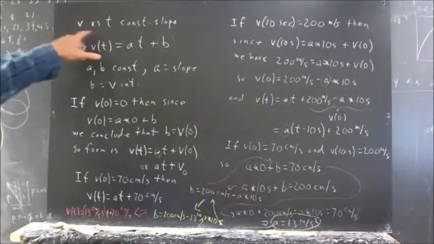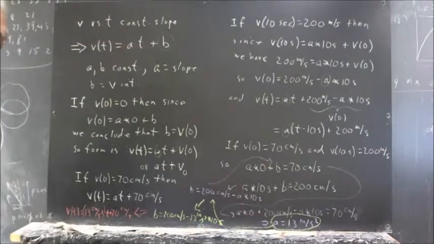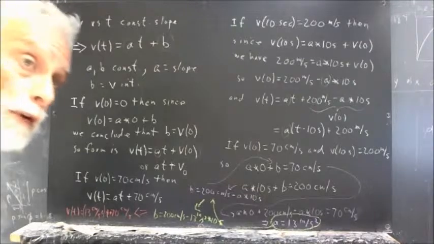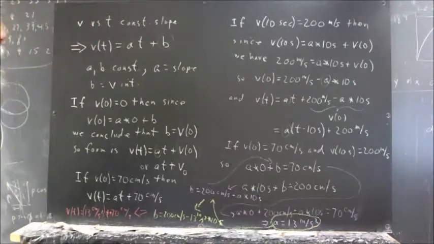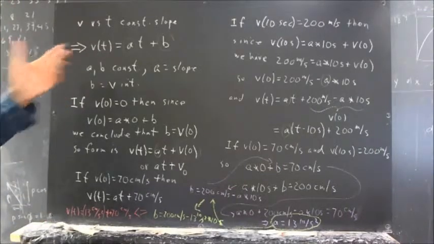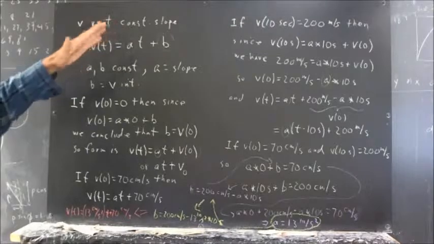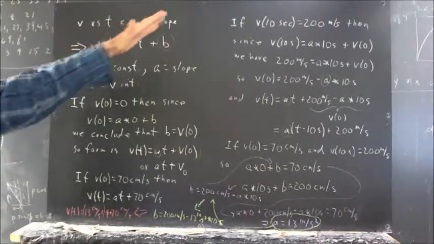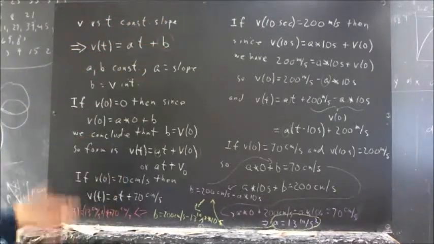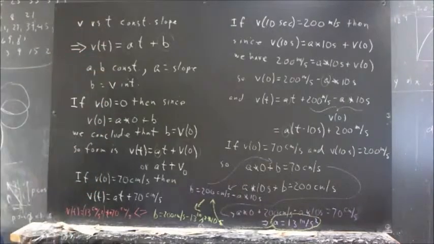If the velocity versus time graph has constant slope, then the most general form of the velocity function, if we have constant slope, is that v is a linear function of t. That is, the slope being constant, your graph is a straight line, and that's what it means for v to be a linear function of t.